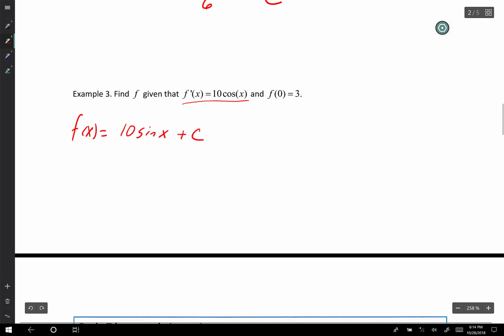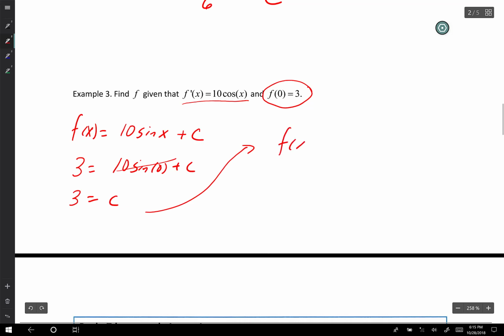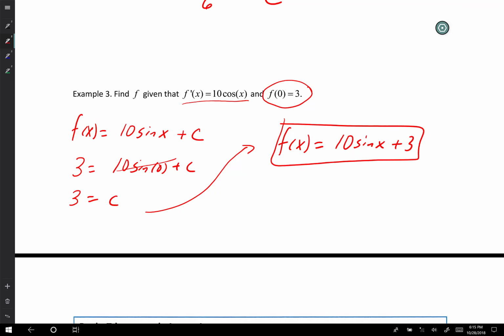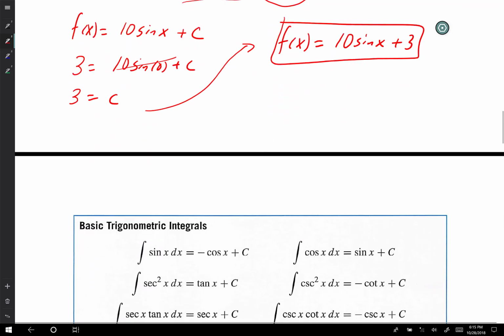Put a plus c. And I'm going to tell you when x is 0, the y value is 3. So I'm going to put that in here. I'm going to write 3 equals 10 sine of 0 plus c. Sine of 0 is 0, so that goes away. So 3 equals c. That means my final function is f of x equals 10 sine x plus 3. And there it is. That's it, guys. That's your function. Easy, right? Pretty straightforward. All right, turn the page.